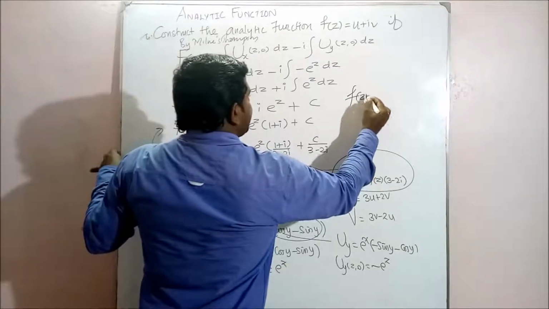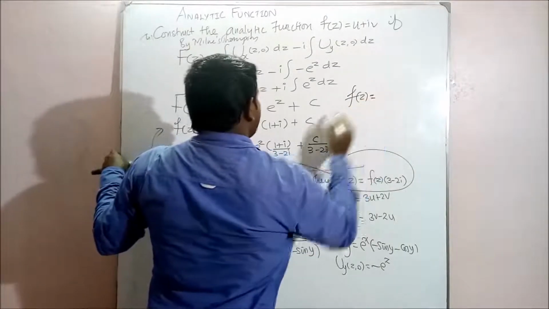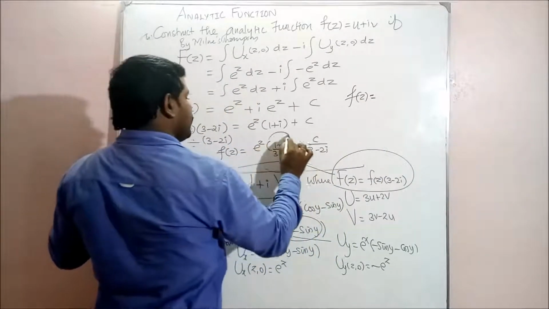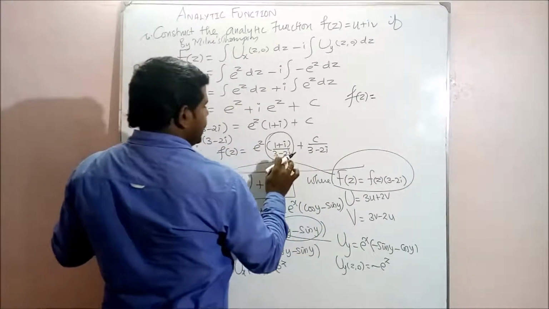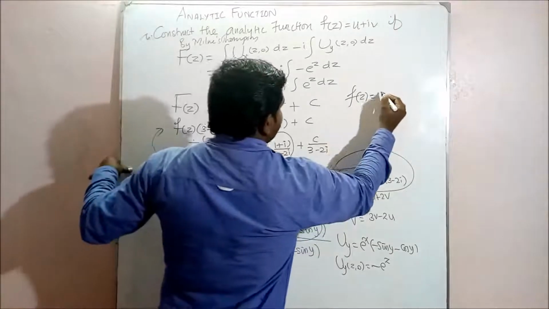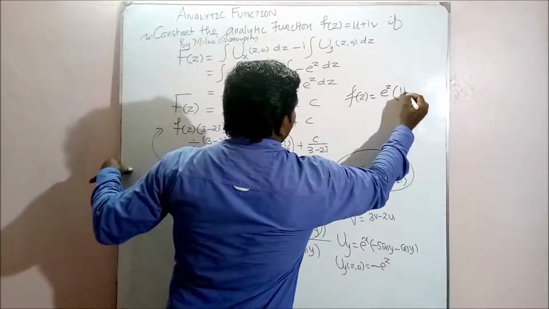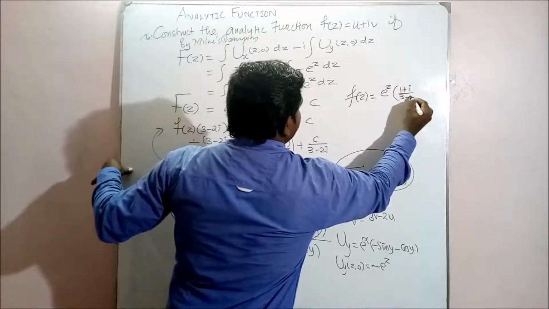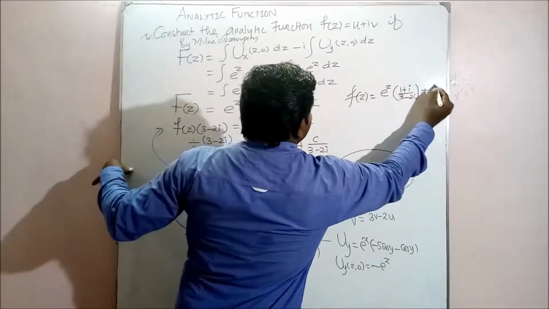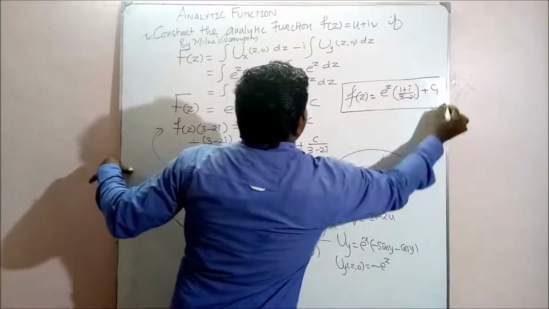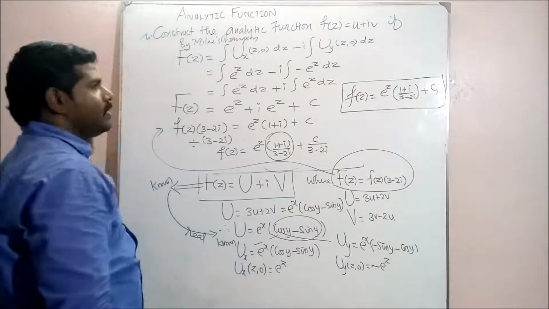Therefore f of z equal to e power z into, so if we need, we can simplify this term. So if you can simplify this, simplify it. So e power z into 1 plus i by 3 minus 2i plus this value is taken as C1. So which is the required analytic function.